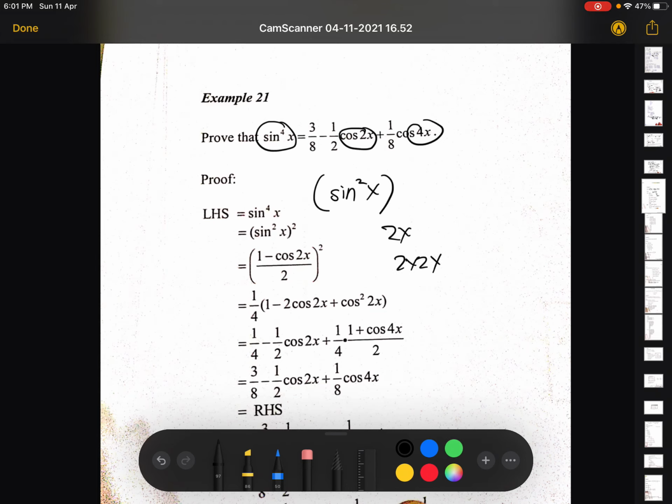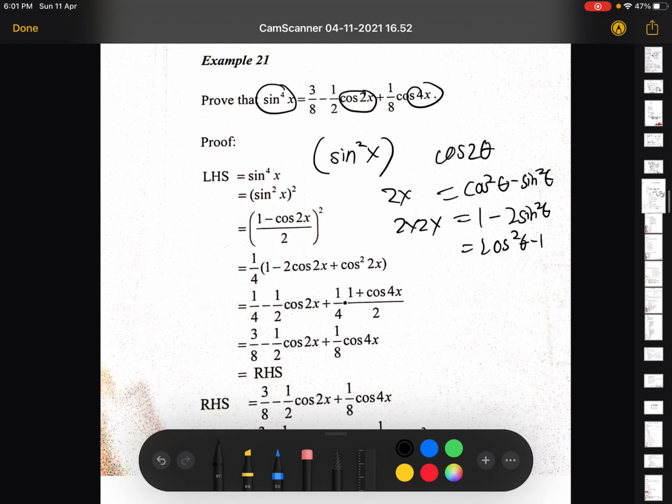So you have to use something about the cos 2 theta formula. And you know there are 3 forms: cos square theta minus sine square theta, or 1 minus 2 sine square theta, or 2 cos square theta minus 1. So which one do I want to use? You see that this thing here is actually sine square, so you want to use this one. So cos 2 theta is equal to 1 minus 2 sine square theta.